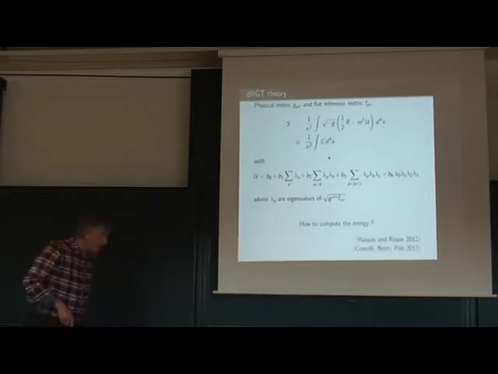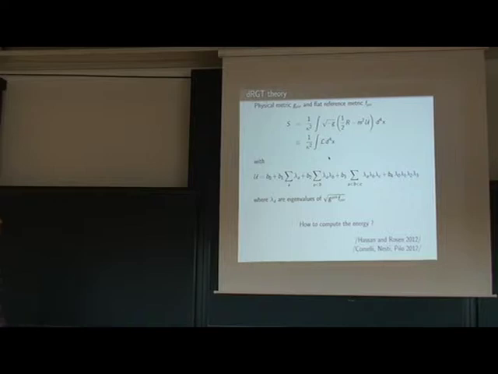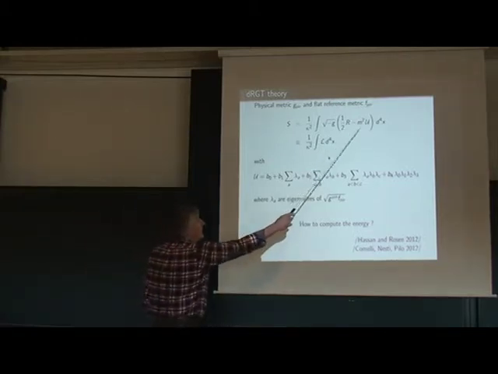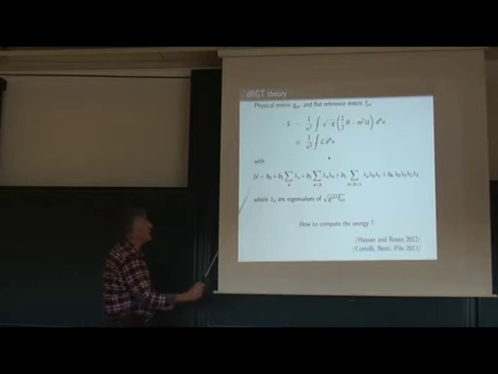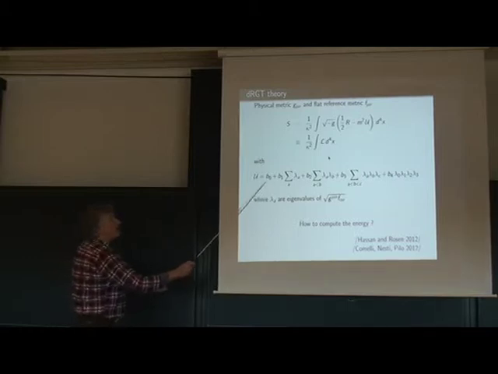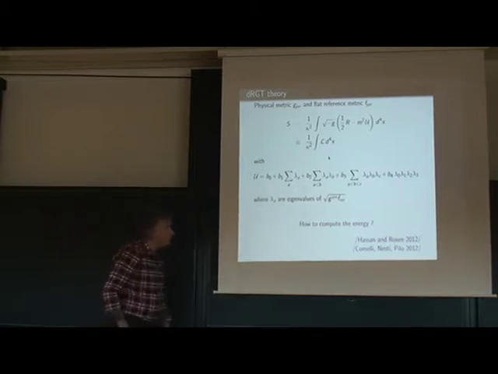So, how do you compute the energy? Here is the theory, in the standard parameterization with the square root. The Lagrangian contains the Einstein field part and the potential, which is made of eigenvalues of the square root matrix. And there are arbitrary parameters beta 0, beta 1, and so on.